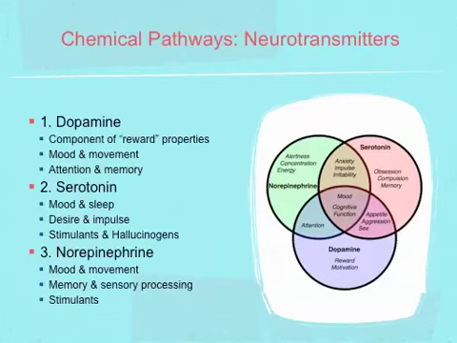Next is serotonin, which is connected to areas such as mood, sleep, desire, and impulse. We see this neurotransmitter to be heavily at work with stimulants and certain hallucinogens. The last of the 3 is norepinephrine, which again deals with mood but is also involved with movement, memory, and sensory processing. More specifically, it is a major contributor to the fight, flight, or freeze response, as well as general anxiety responses. It can be an asset because it helps to keep us alert and able to act in what may be perceived as a dangerous situation. The major substances impacting this neurotransmitter are stimulants.